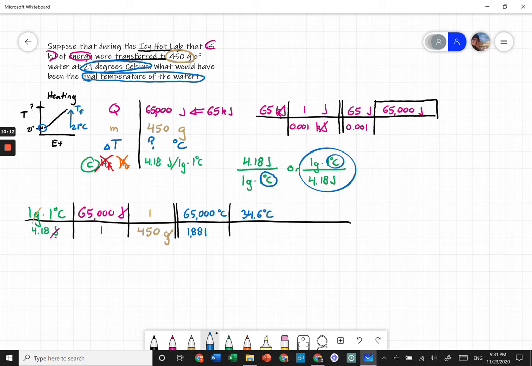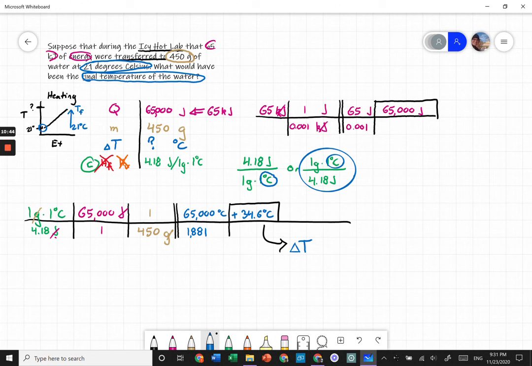Ooh, and because I know this is a heating curve, I know that that change in temperature, this right here, should be a positive. My change in temperature should be increasing, so it's going to be positive. Now, because I know that this right here is going to be my change in temperature, what I can do is I can use that change in temperature and the temperature I already know to find out what my final answer should be.